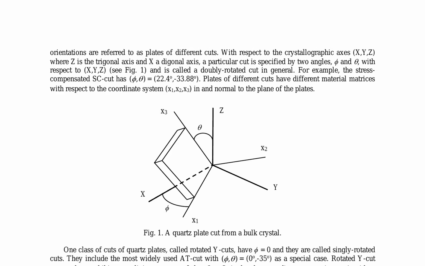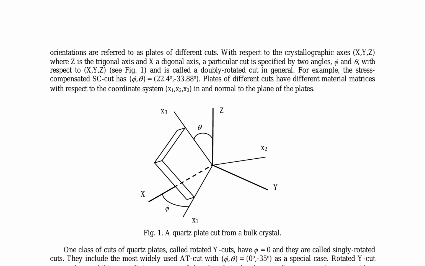In the realm of quartz crystal technology, various orientations of quartz plates are crucial for their applications. These orientations, referred to as plates of different cuts, are specified by two angles, phi and theta, with respect to the crystallographic axes x, y, z. A particular cut is called a doubly rotated cut, with the stress-compensated SC cut being an example, with phi, theta equals 22.4 degrees, 33.88 degrees.